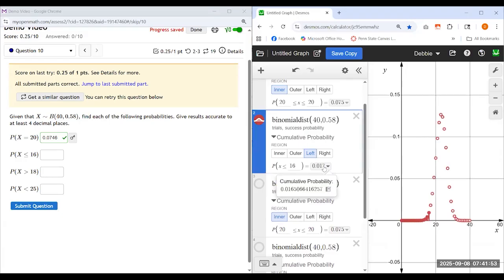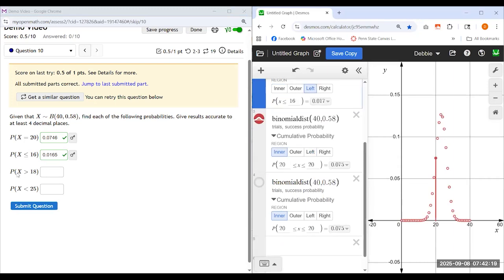And again, I want more decimal places than I'm given in the default view. So I'm going to drop down the probability value and I have 0.0165. Okay, let's go to the next part. In the next part, I want the probability that x is strictly greater than 18.